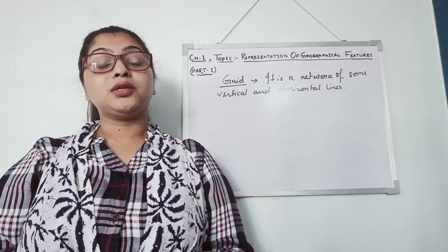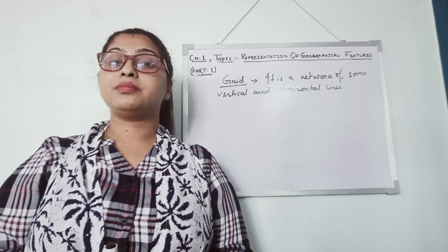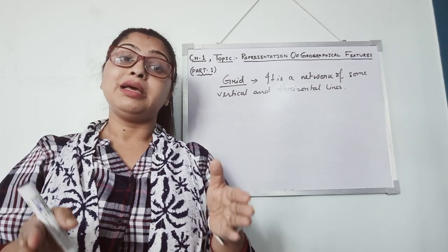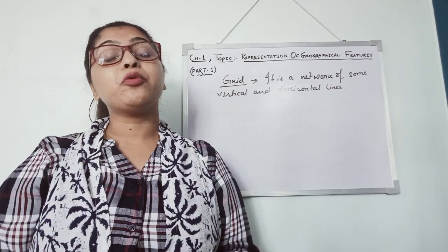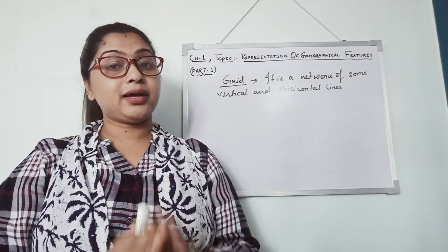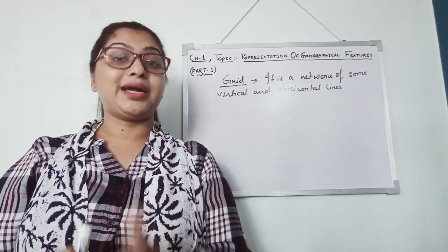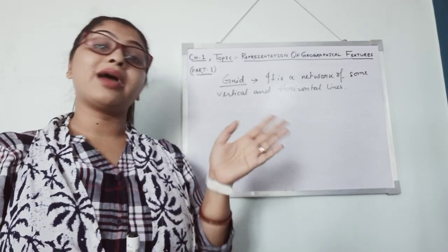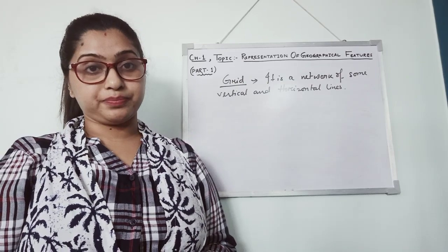But when we are talking about a topo map, that is a very small area, and in most cases we have seen that the area taken is less than 1 degree of interval. It means a very small area. In that case, it is not possible to show the latitudes and longitudes. So some imaginary vertical lines and horizontal lines are taken.